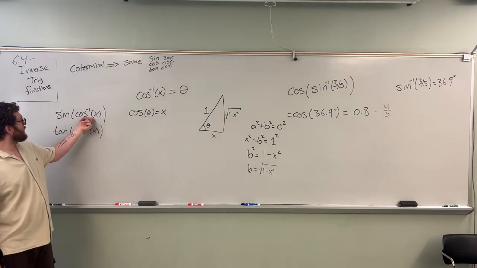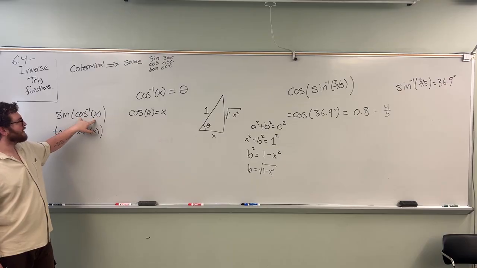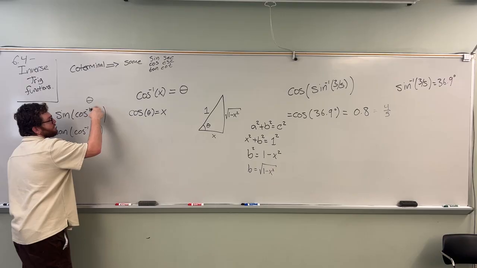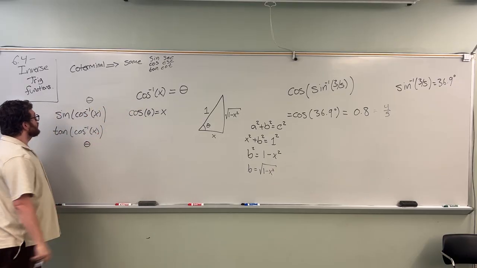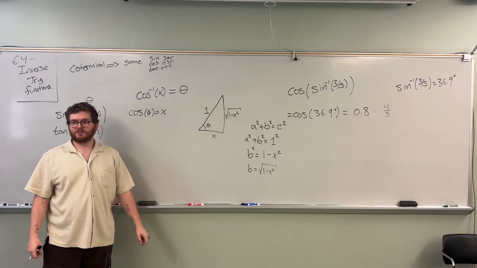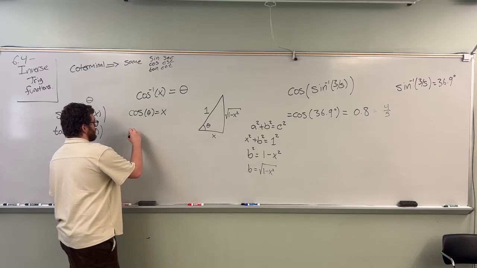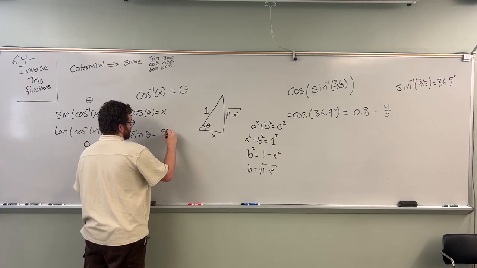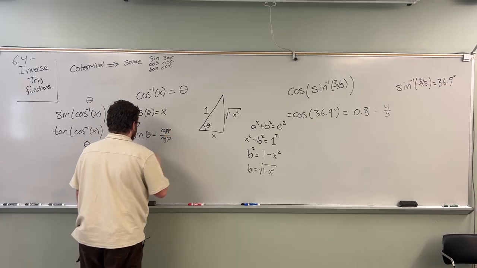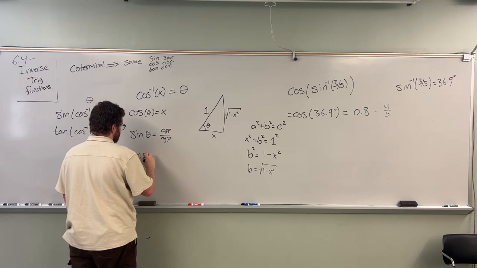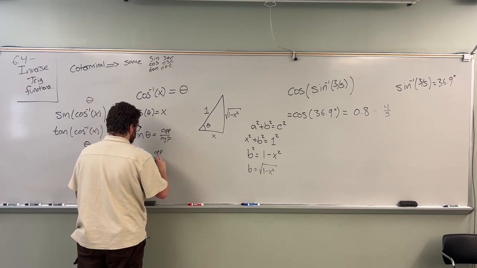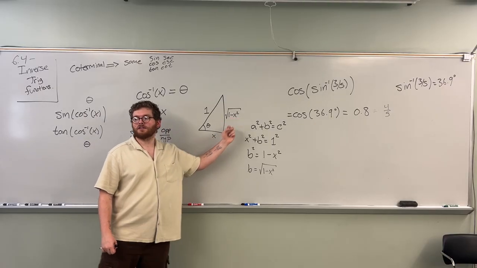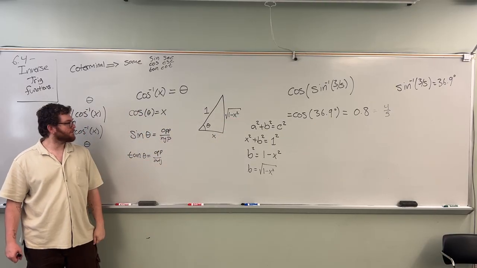So I'm now taking the sine of my angle, because I said that cosine inverse of x is theta. I said it right here. This is also theta. So now I'm just doing sine and tangent of my angle. Remember that sine of theta equals opposite over hypotenuse, and tangent of theta equals opposite over adjacent. So that's why it's important for me to find this opposite side, because I'm asked for the opposite sides.